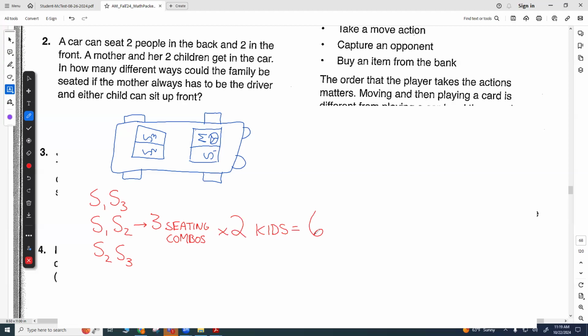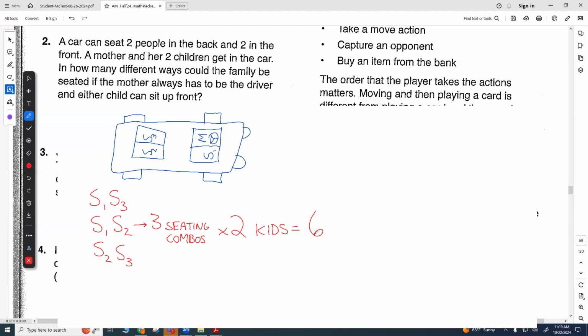When it says either child can sit up front, is that... Well, I was taking it as a child would have to be sitting in front. Right. But I just read it wrong. Oh, okay. And that's half the battle too, right? It's even processing the question correctly and getting everything in order. But good.